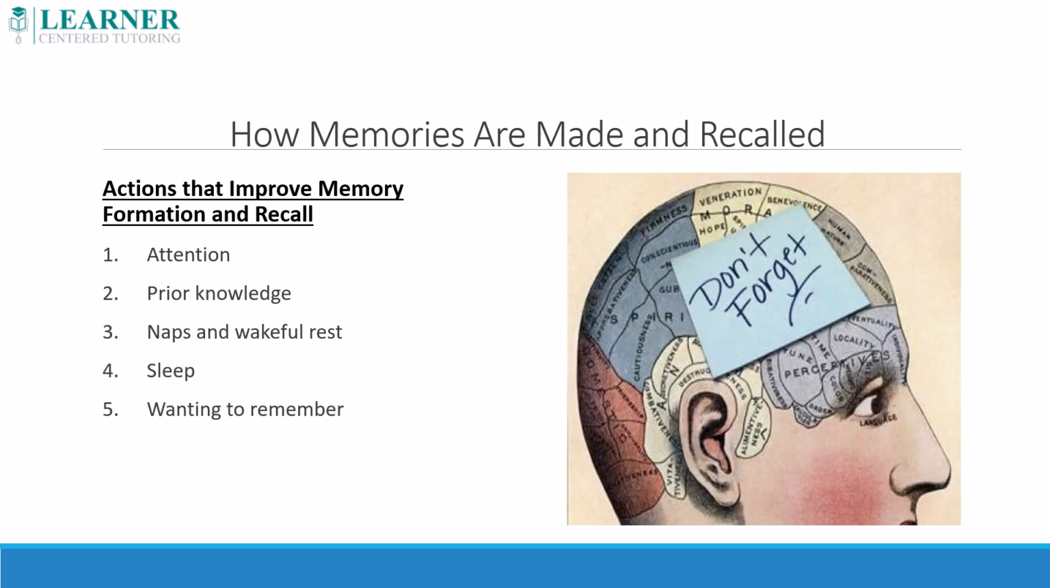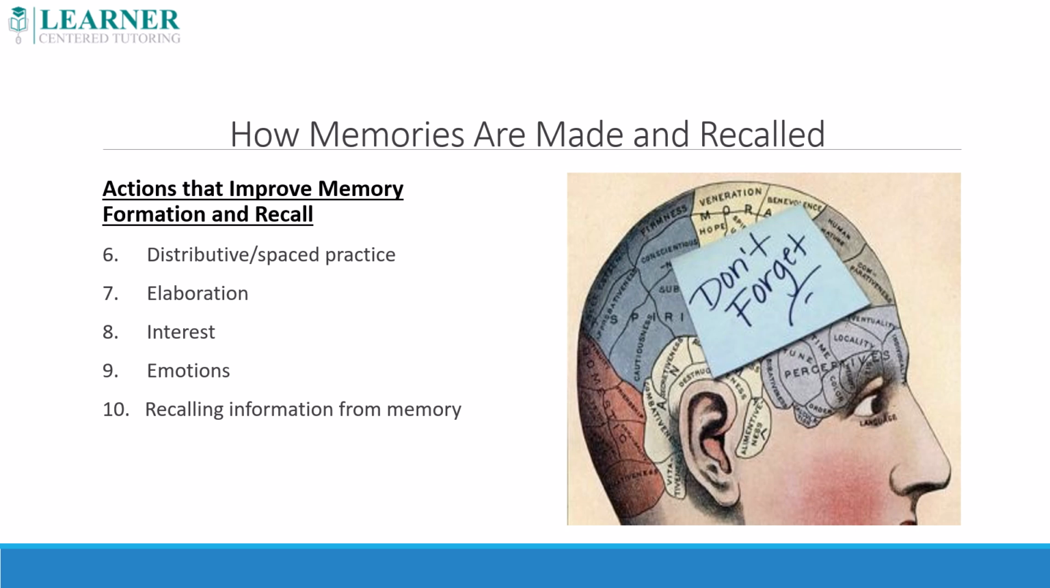There are several actions that one can take to improve memory formation and recall. Paying close attention, connecting new learning to prior knowledge, taking short rest periods such as 15 to 20-minute naps or mindfulness sessions between learning tasks, getting proper sleep, which is 7.5 to 8 hours for adults and 9 to 10 hours for teenagers, and having a desire to remember. Make the information important and meaningful.